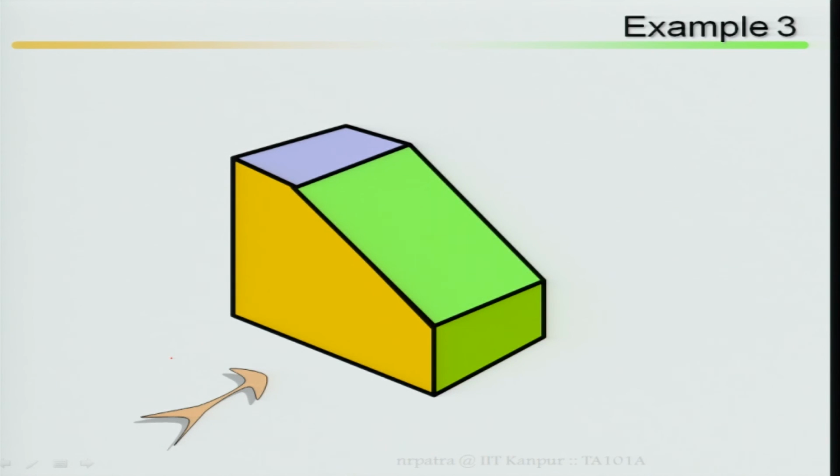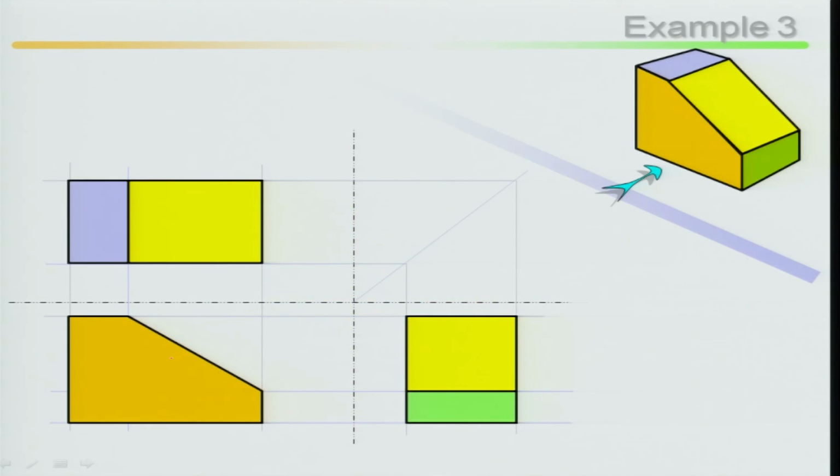Example 3, look at this surface. Though I have covered it earlier also, example 3, how it looks: because there are different surfaces, we have made them different colors, yellow, blue, orange. Now look at the front view, how these colors are there, and this is your top view, for better understanding.